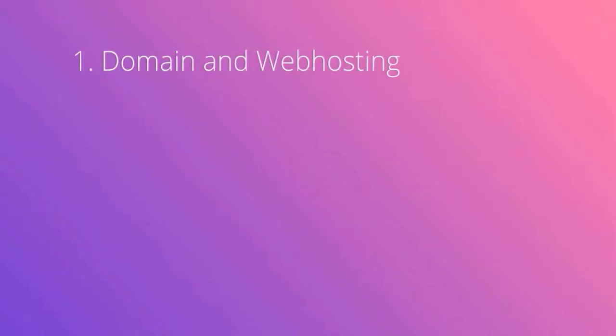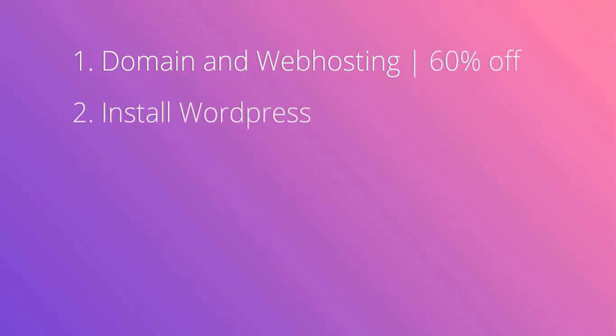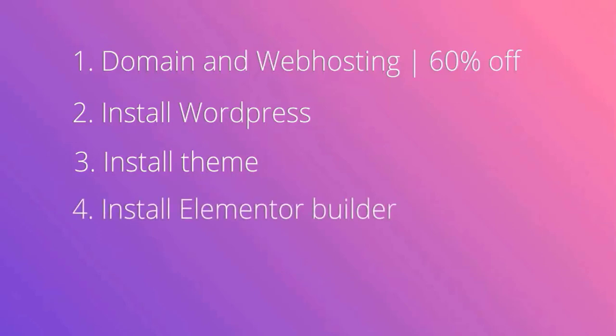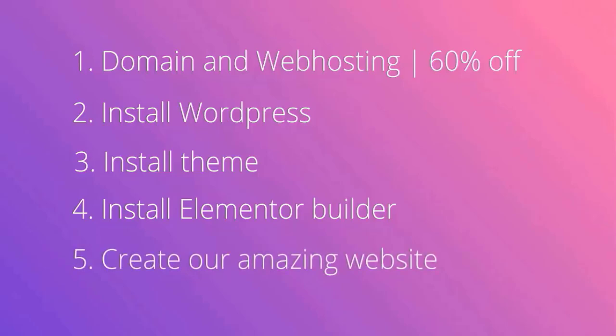Alright, now let's see the steps which you are going to do in today's tutorial. First, I will show you how to get your own domain and hosting. Here I will show you how to get 60% discount through my link. Then I will show you how to install WordPress, and then I will show you how to install a free theme, and next I will show you how to get the most popular WordPress page builder, Elementor, and today I will use Elementor Pro version, and finally I will show you how to create our amazing website.